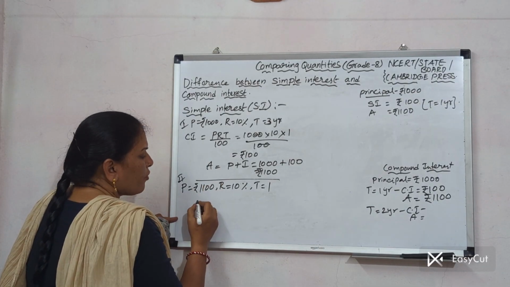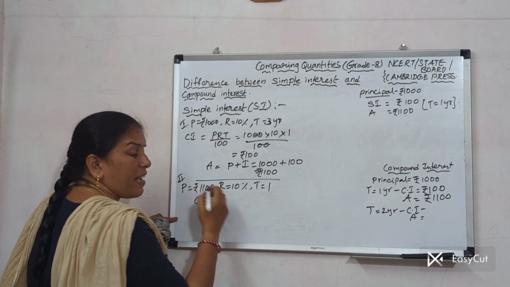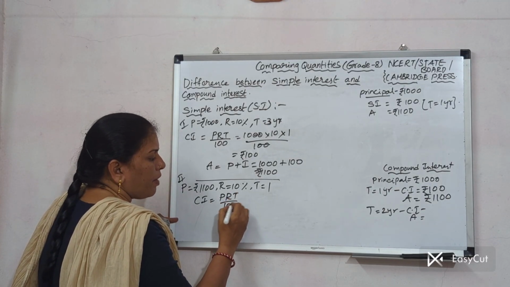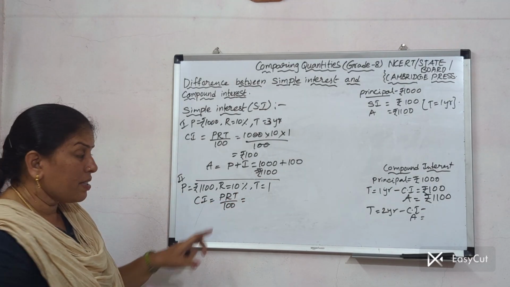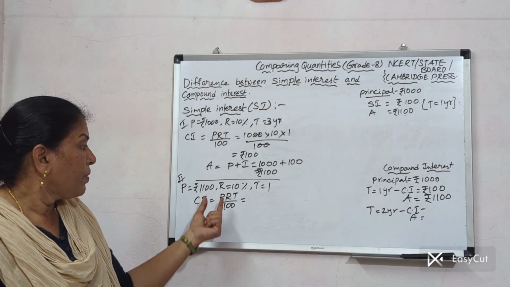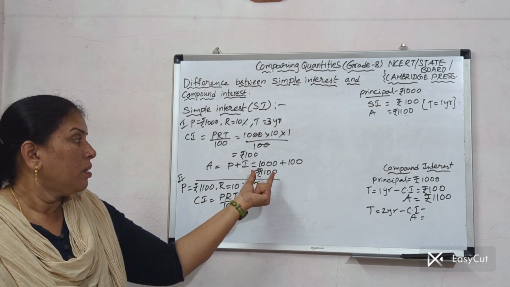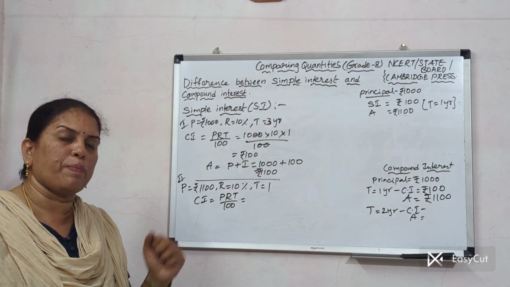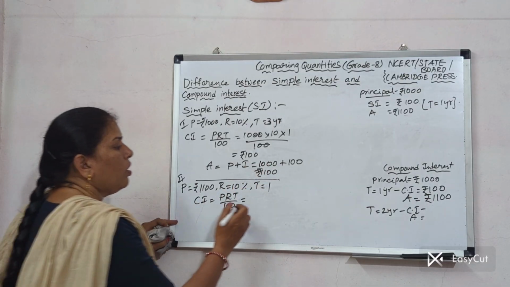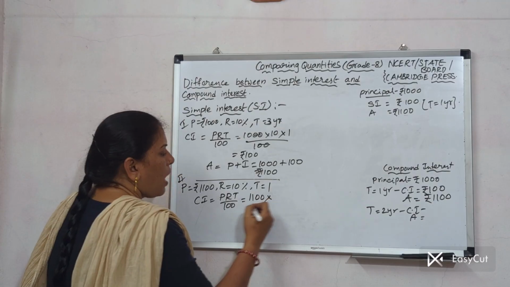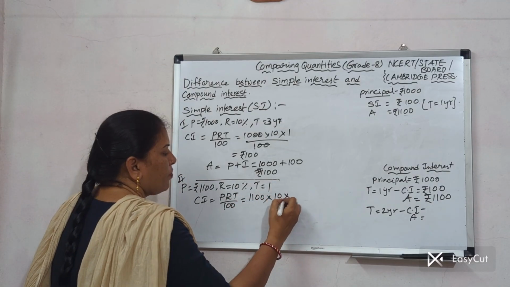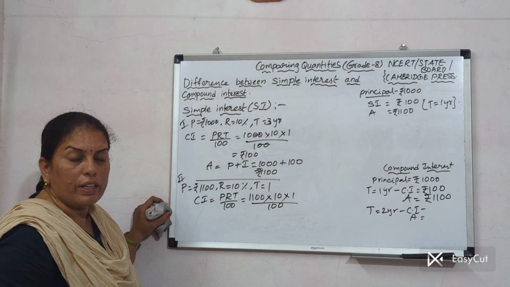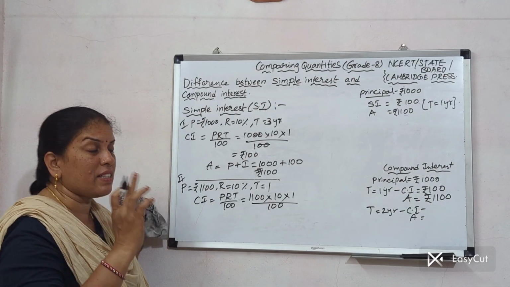So, what is the formula? CI is equal to PRT by 100, same formula, does not change, ma. P means how much here? Is it 1000 rupees? No. 1100 rupees. The amount what we got, that we should take as a principal. Understood, ma? So, 1100 rupees. R means how much? 10. T means how much? 1 by 100. All of you understood, but don't get confused, very easy.